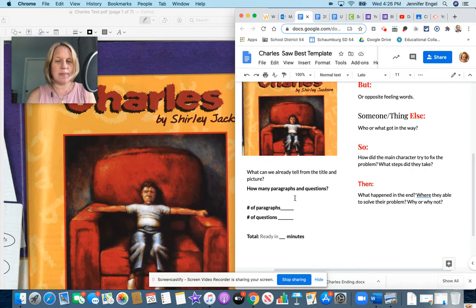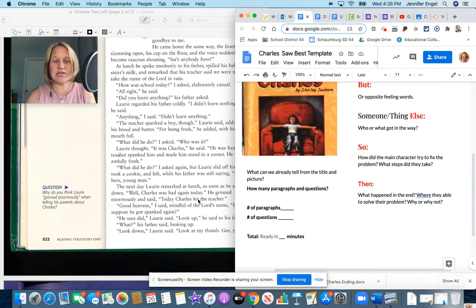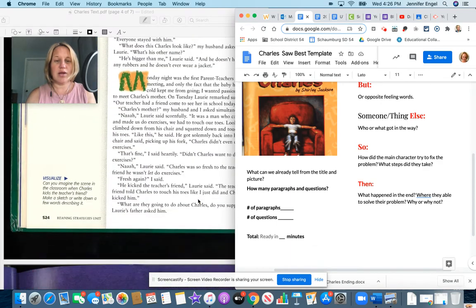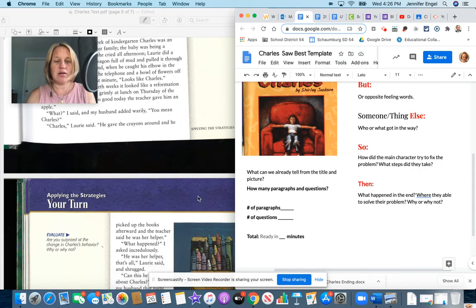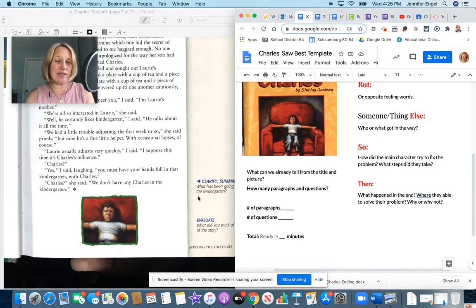Okay, now if we look at this left side, it says, what can we already tell from the title of the picture? Now, I'm going to probably get into this a little bit more as we start reading. But one of the things that we want to start doing is we don't just want to read a story. What we really want to do is read it quickly and yet with understanding. And so there is this technique where we start looking at the number of paragraphs or pages. So if I look at this, it's 1, 2, 3, 4, 5, 6. So this is 6 pages.